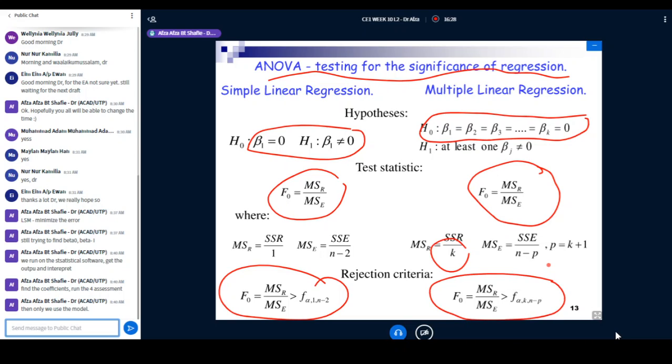This is the same as what you have done for the simple. It's just an extension to the multiple. The only difference is in terms of the hypothesis test, so this is just about writing the hypothesis. The rest will all come naturally when you do the ANOVA.